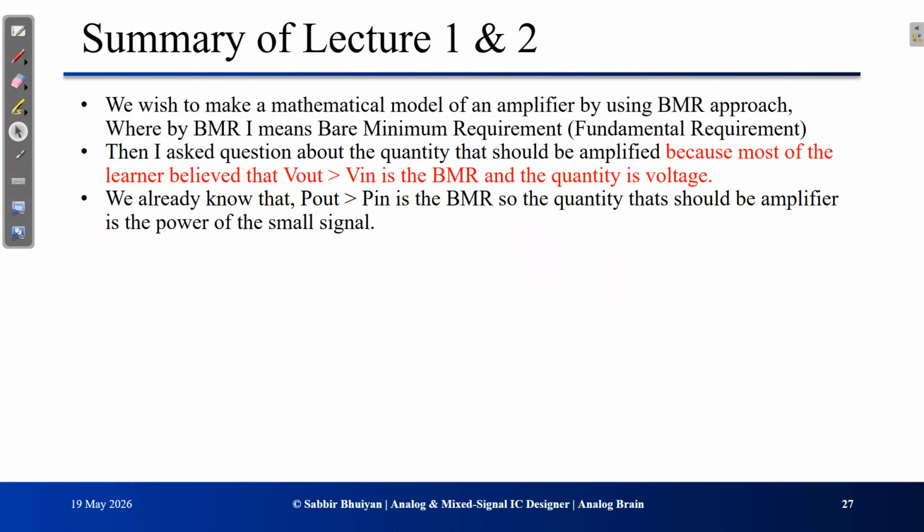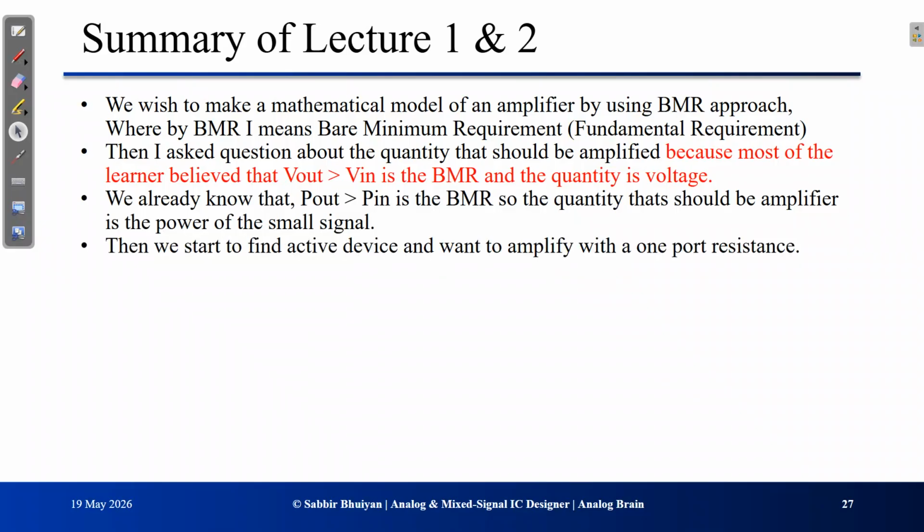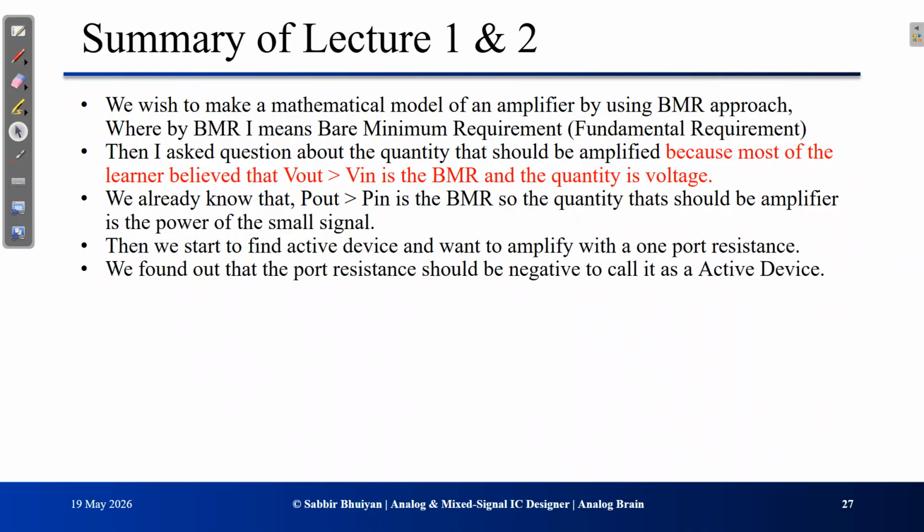Now you already know that P out greater than P in is the BMR. So the quantity that should be amplified is the power of the small signal. Then we start to find an active device that can amplify, with a one-port resistance. We found that the port resistance should be negative to call it an active device, right? So from here the journey begins. Okay, the port resistance should be negative to call it an active device.